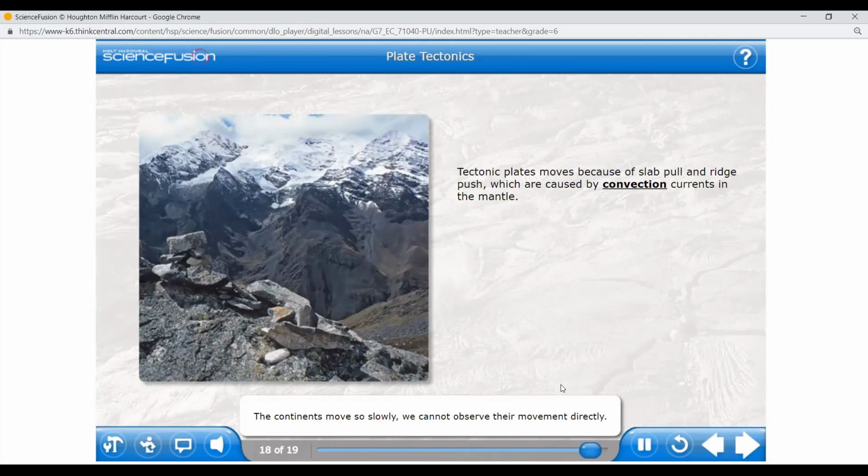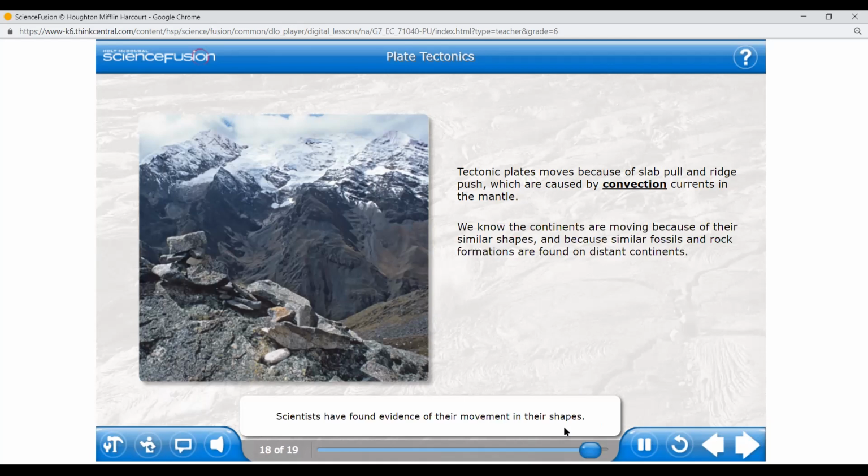The continents move so slowly, we cannot observe their movement directly. Scientists have found evidence of their movement in their shapes. They seem to fit together like a giant puzzle. Across the continents, scientists have found similar fossils and rock formations, which show they were once joined together.